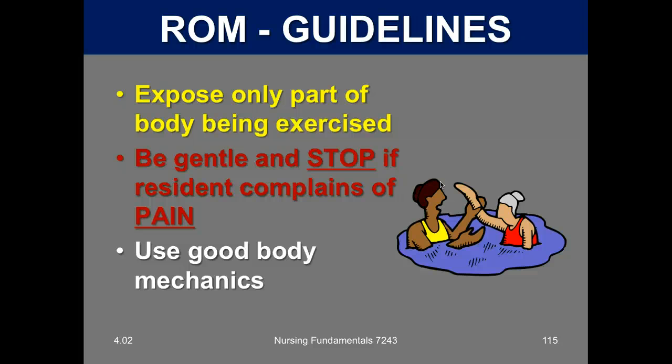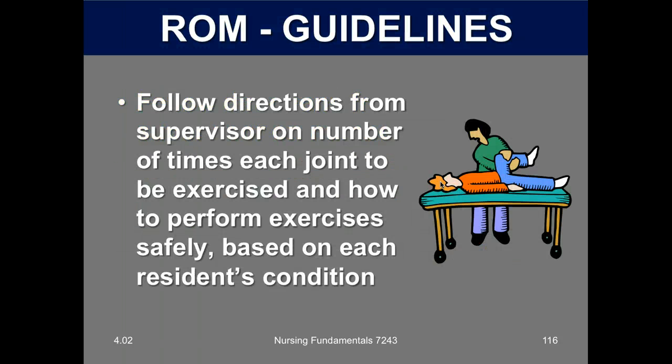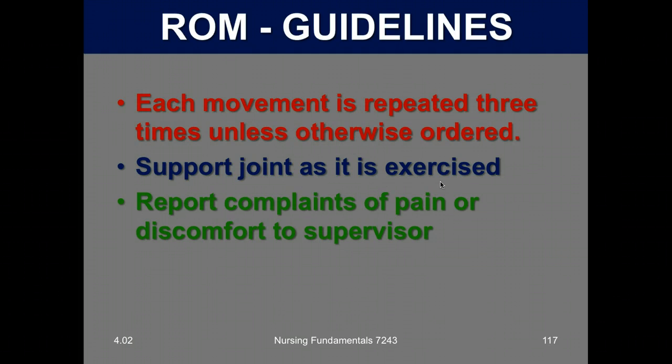As you perform range of motion, you need to expose only the part of the body being exercised. Be gentle and stop if the resident complains of pain. Make sure that you use good body mechanics for yourself. Follow directions from a supervisor on the number of times each joint is to be exercised and how to perform exercises safely based on each resident's condition. Each movement is repeated 3 times unless otherwise ordered. Support the joint as it is exercised.